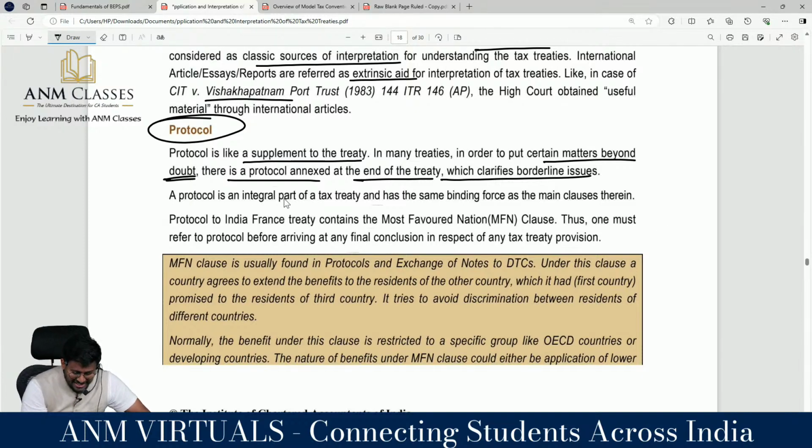A protocol is an integral part of any treaty and has the same binding force as the main clauses therein.